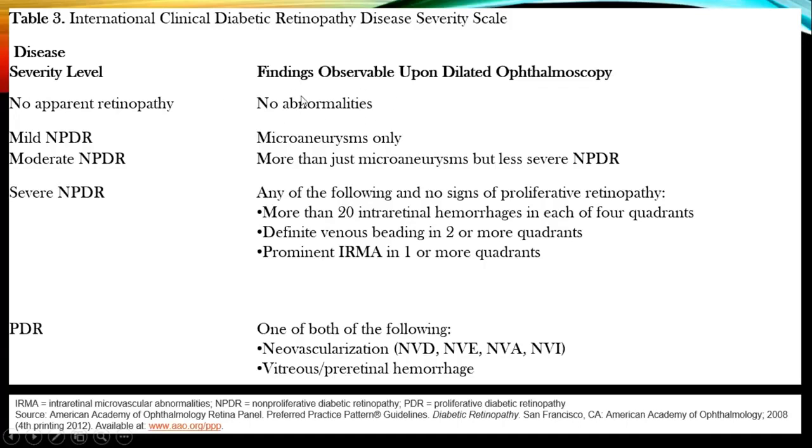There's no abnormality, of course, there is no diabetic retinopathy. And NPDR, or non-proliferative diabetic retinopathy, is divided into three, as I said earlier: mild, moderate, and severe. Mild is where there are only microaneurysms. Severe is where there is the 4-2-1 rule. 4 means more than 20 intraretinal hemorrhages in each of the 4 quadrants of the eye. 2 is definite venous beading, venous changes in 2 or more quadrants, and 1 is presence of prominent intraretinal microvascular abnormalities in 1 or more quadrants.